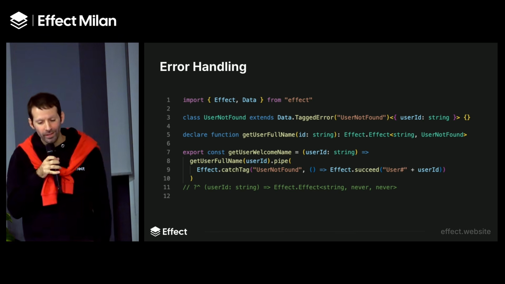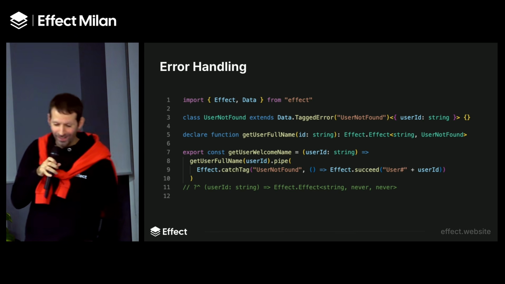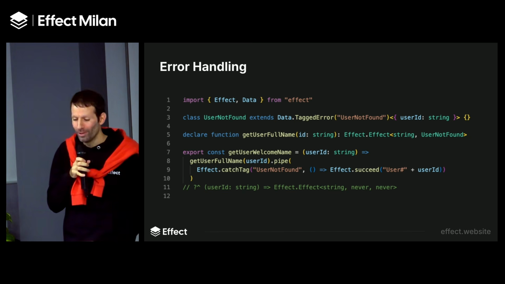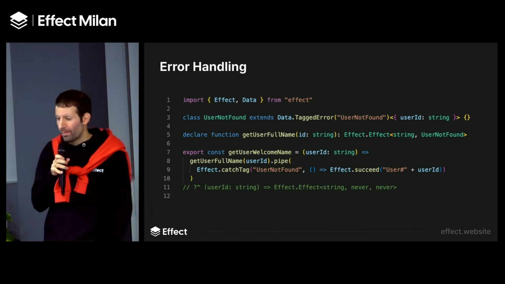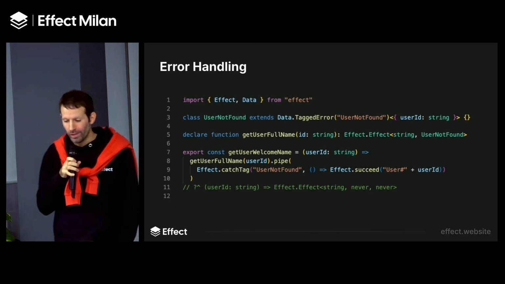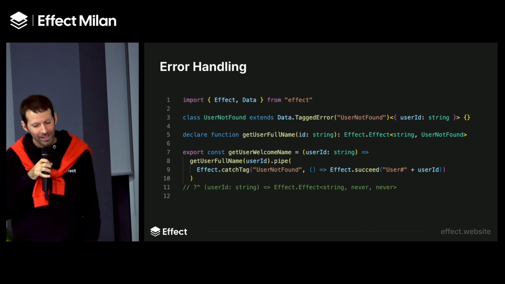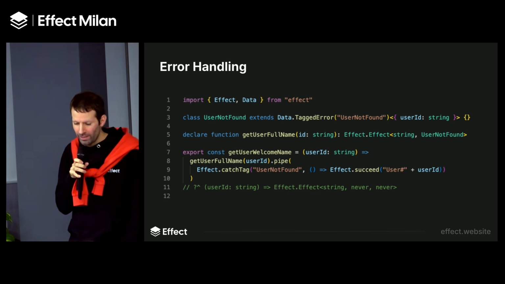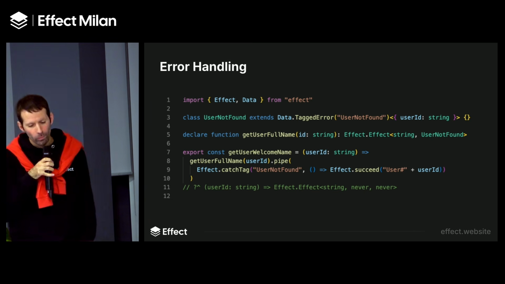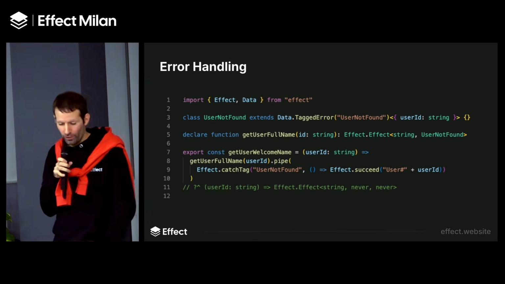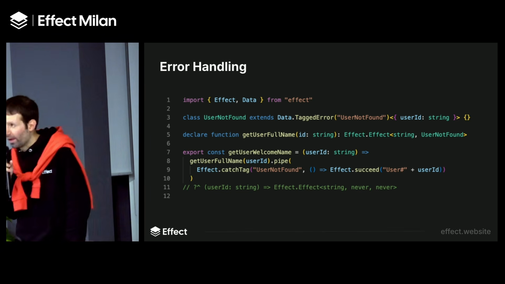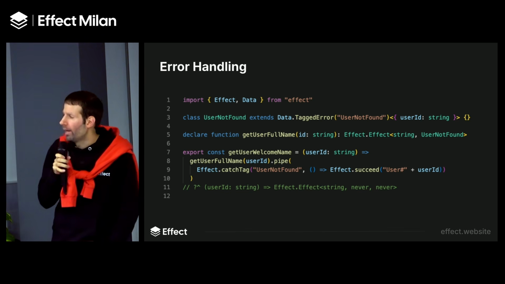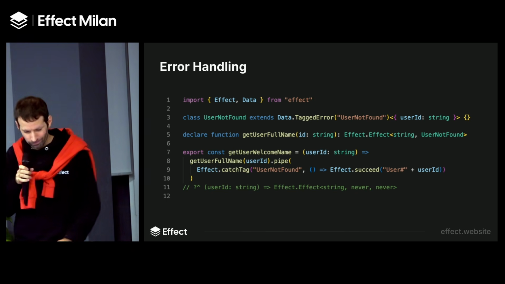And sure, accumulating errors is great, but not useful at all, because eventually we need to handle them. And that's where the specific error types we have defined before come really in handy. Because thanks to the type union of errors, now we can easily define which kind of errors we want to handle and provide, for example, a fallback logic for a specific kind of error that may happen. For example, a user not found error.